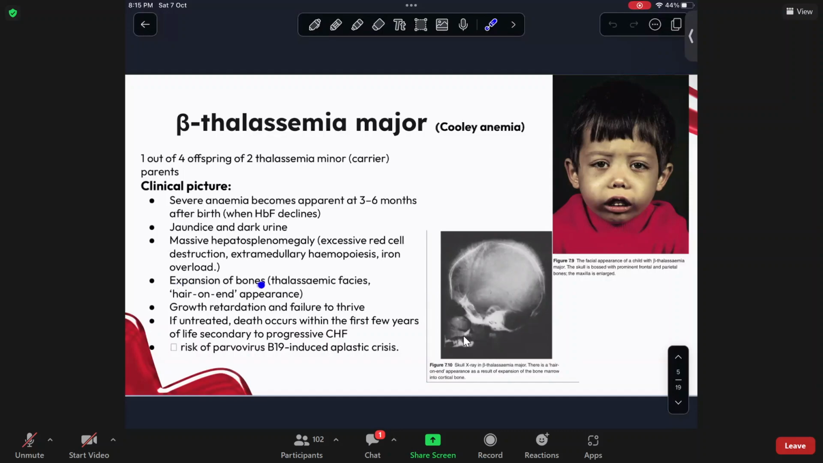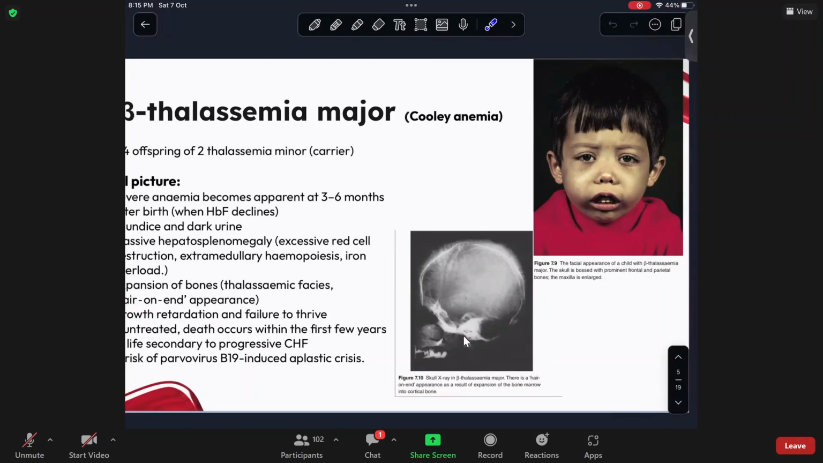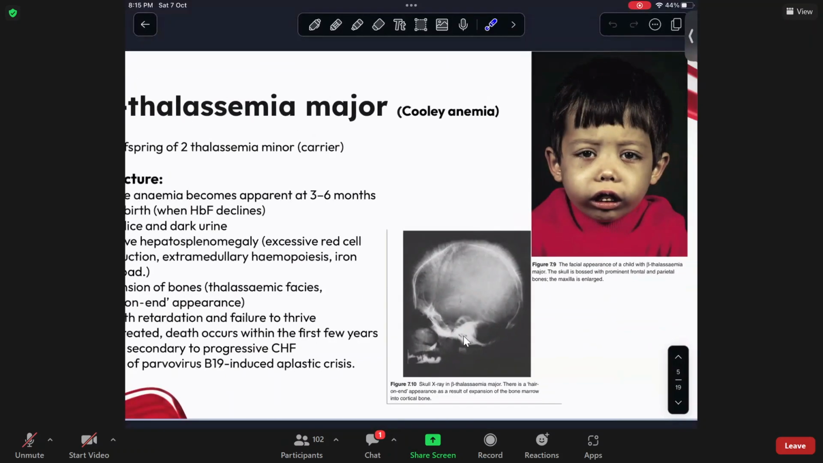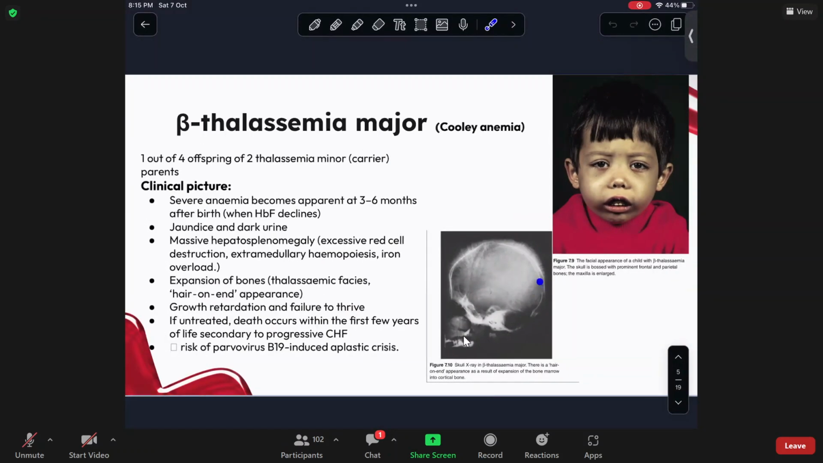And also the expansion of the bones, because the bone marrow is expanding to compensate for the anemia to increase the production. So they have a characteristic face. It's called the thalassemic face. As you see here, the patient has prominent facial bones. This is a characteristic. And also we have a hair-on-end appearance on the skull x-ray, as you see here. This is like small hairs. This is characteristic for beta thalassemia major, and they would have growth retardation and failure to thrive.